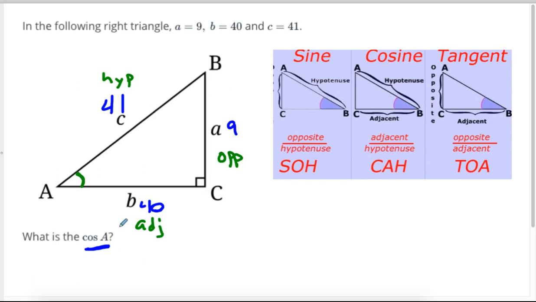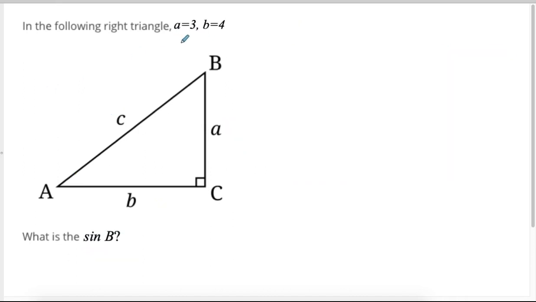So if I'm looking at cosine, if we remember SOH CAH TOA, that's our trick to remembering these trig ratios. Cosine is adjacent over hypotenuse. So I look for my adjacent side right here and my hypotenuse right here. So the cosine of A is just going to be the adjacent side, which is 40, over the hypotenuse, which is 41.